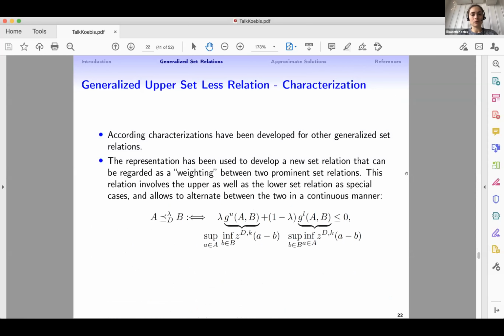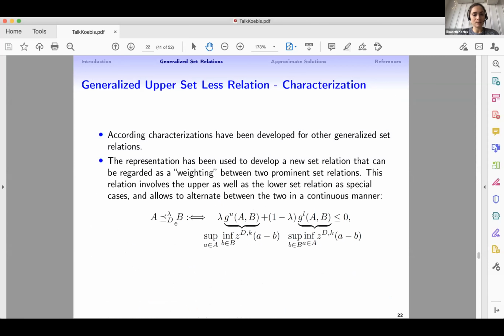And now just some concluding remarks concerning this part. We have derived according characterizations for other set relations as well. And the representation of the set relation has been used to develop a new set relation that can be kind of regarded as a weighting between two prominent set relations. This means between the upper and the lower set relation. So we've included this set relation, which we called weighted set relation.